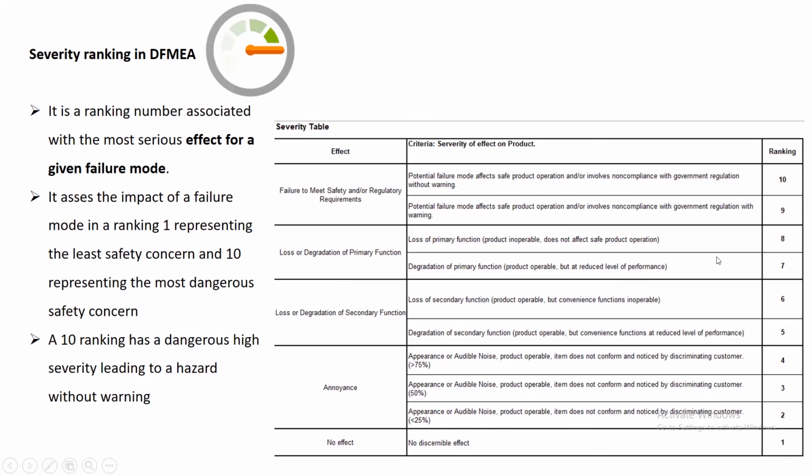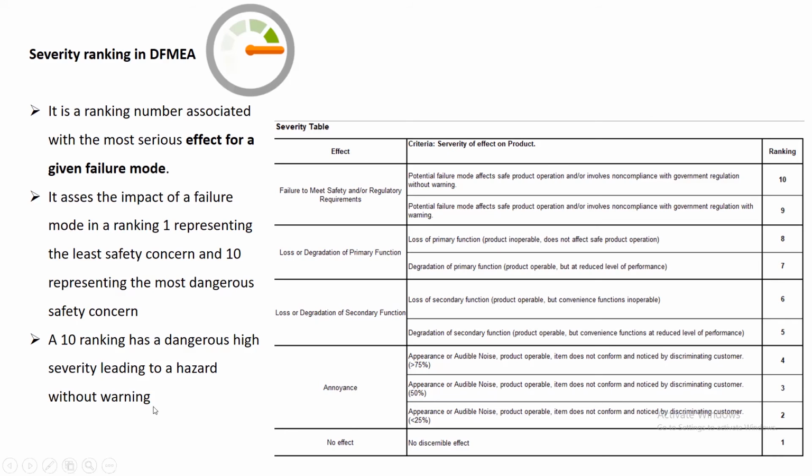7 and 8 are categorized as a loss of the primary function. In the example of the switch, where I said on and off, it doesn't function. So that can be categorized as 7 and 8, where the product is not operable, or even if the product is operable, it does not function as it is intended to.